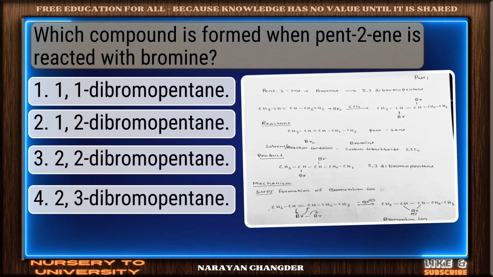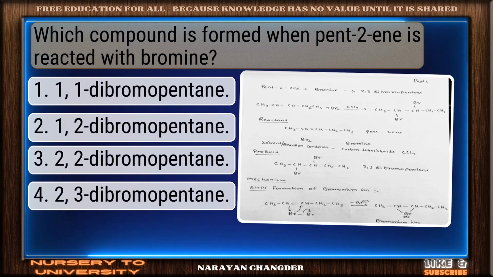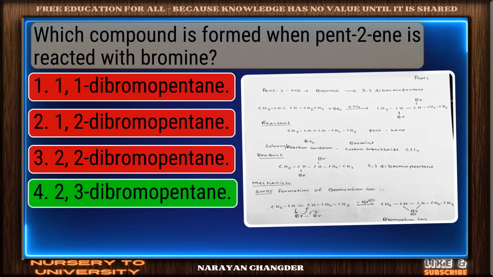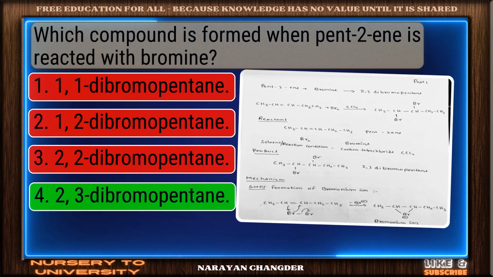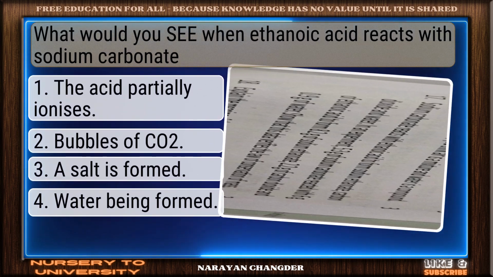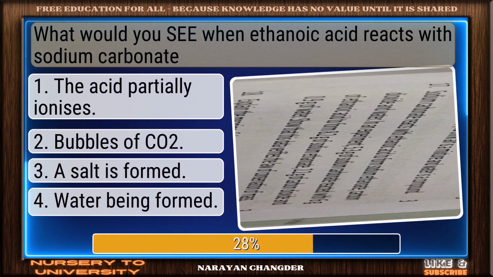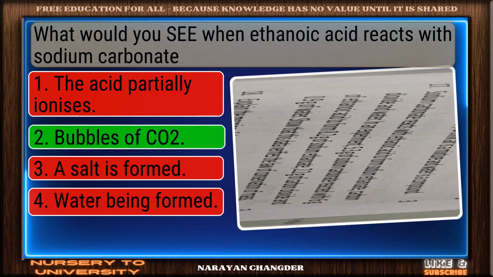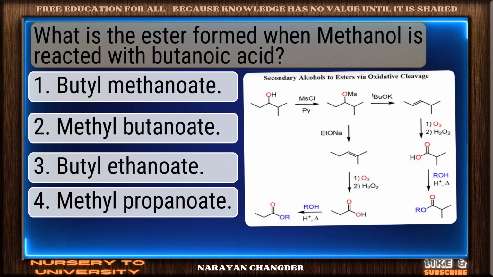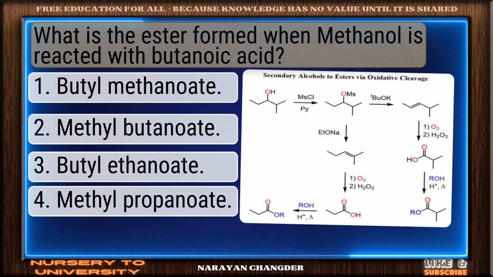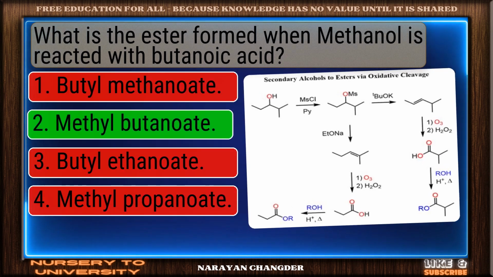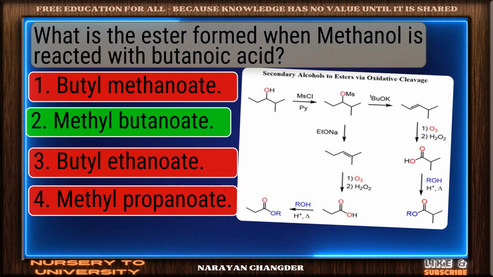Which compound is formed when pent-2-ene is reacted with bromine? Smart move. 2,3-dibromopentane is an accurate answer. What would you see when ethanoic acid reacts with sodium carbonate? Clear logic. Your choice, bubbles of CO2, is sound and 100% true. What is the ester formed when methanol is reacted with butanoic acid? Correct. Methyl butanoate is the right answer.